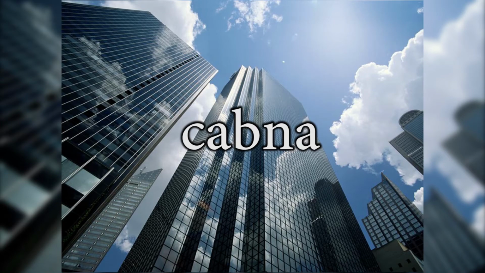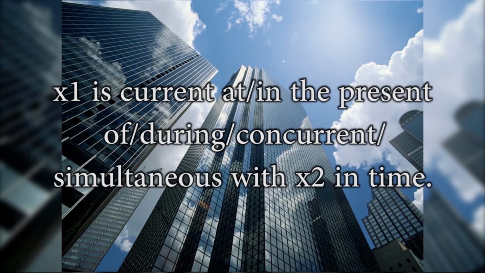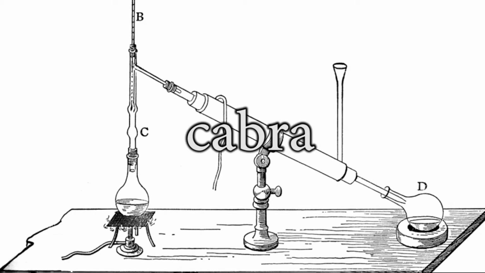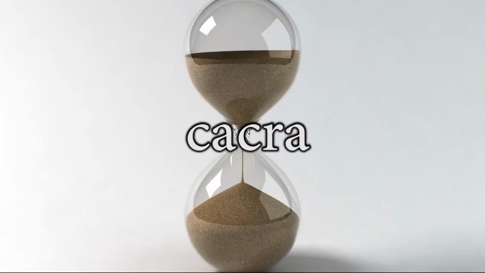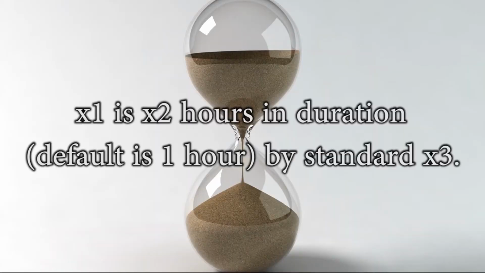Shabna. X1 is current at, in the present of, during, concurrent, or simultaneous with X2 in time. Shabra. X1 is an apparatus, mechanism, device, or equipment for function X2 controlled or triggered by X3. Shashra. X1 is X2 hours in duration by standard X3.